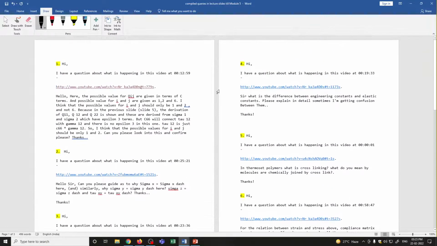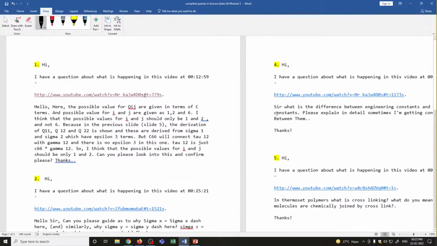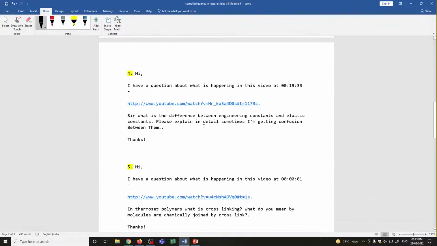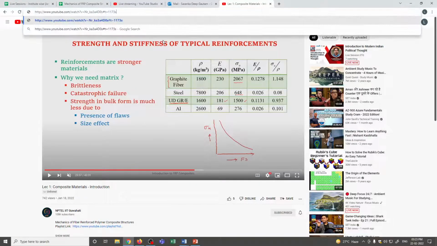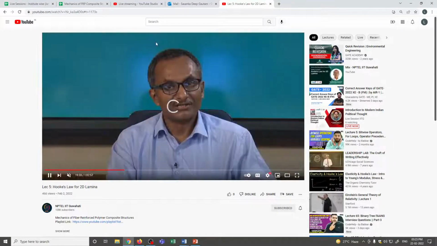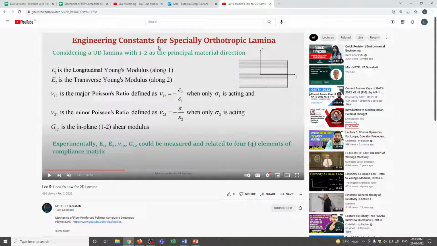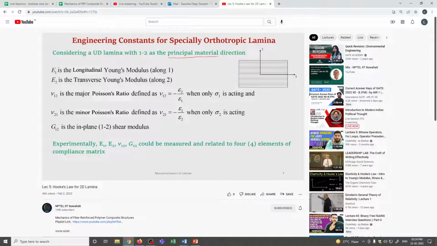So the next question is, 4. What is the difference between engineering constants and elastic constants? I think I have specifically spelled it out. What we have done here is written the generalized Hooke's law for an anisotropic material. That means stresses are linear functions of strains. And those elements of the matrix, C11, C12, are the elements of the stiffness matrix. These are also called elastic constants.